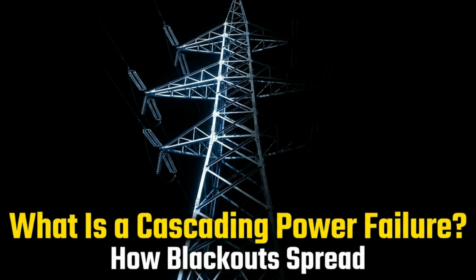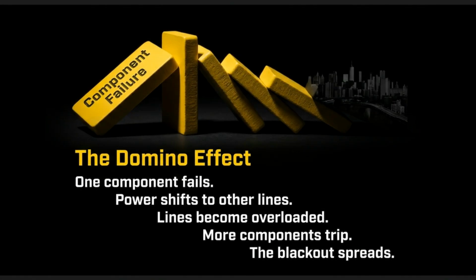Welcome to this video exploring how cascading power failures occur and how blackouts can spread across a grid. At the heart of a cascading failure is the domino effect. When one component fails, power shifts to other lines. If those lines become overloaded and trip as a result, the blackout begins to spread.